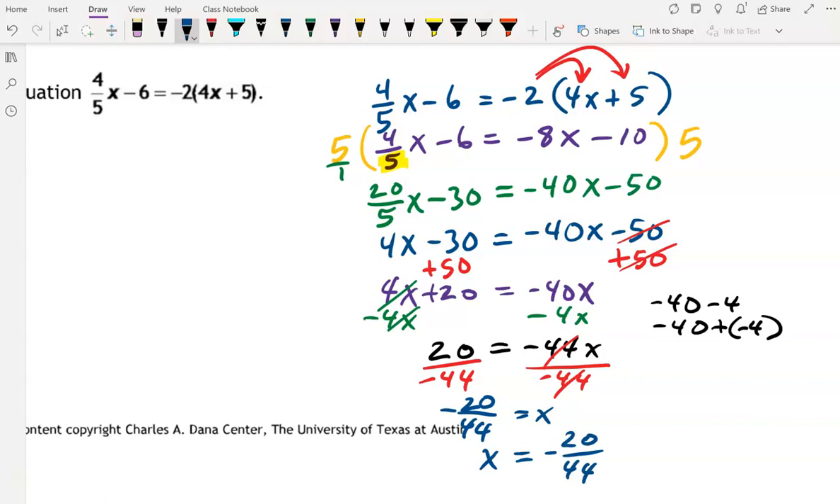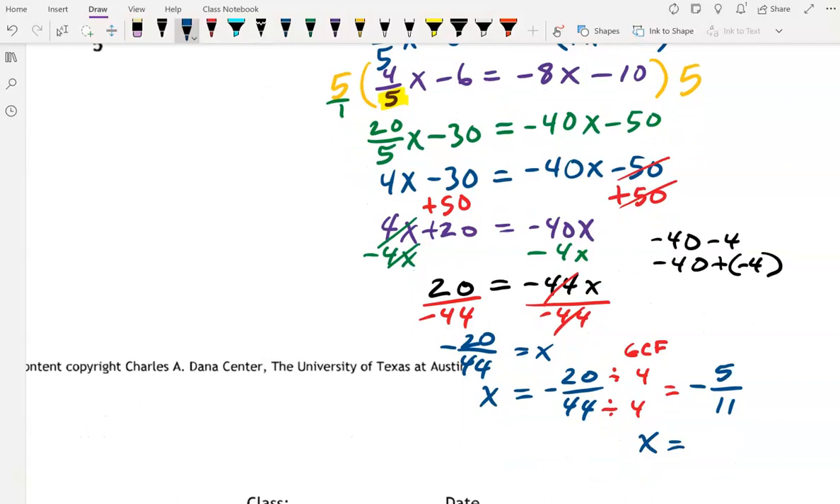Now, negative 20/44, that's good, but I can simplify that fraction by dividing by the greatest common factor of 20 and 44. What is that greatest common factor? I think it's 4. So I can divide both the numerator and denominator by 4, and this is going to be negative still because it started as negative. 20 divided by 4 is 5, and 44 divided by 4 is 11. So x equals negative 5/11. x equals negative 5/11. All right.